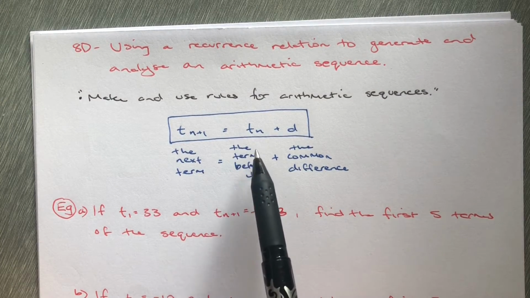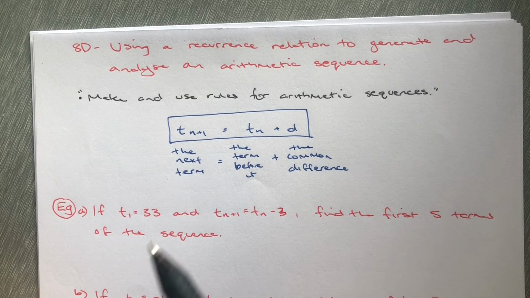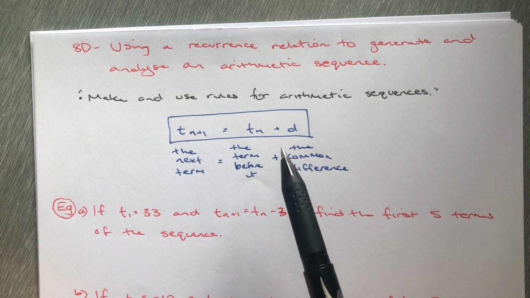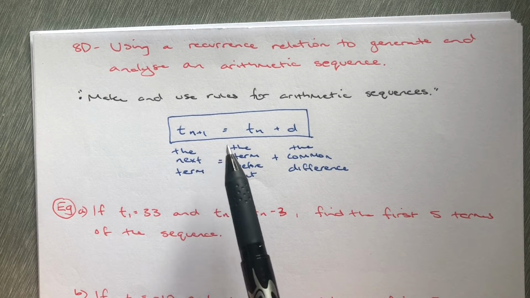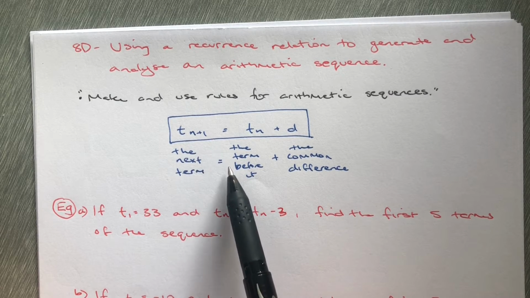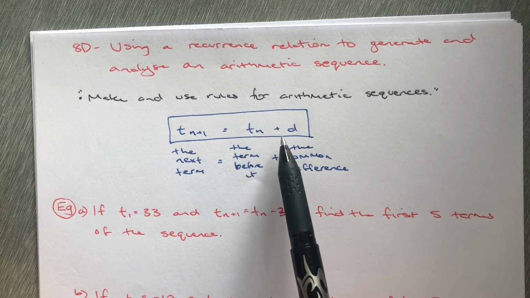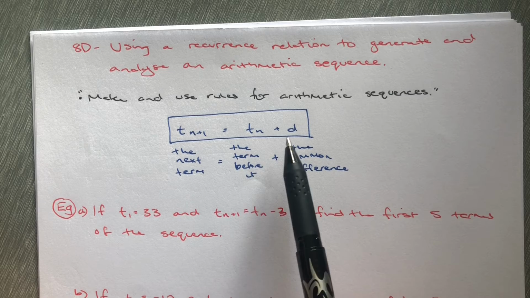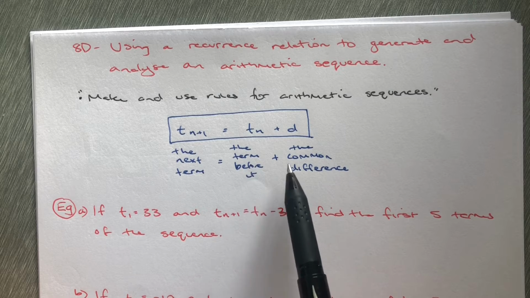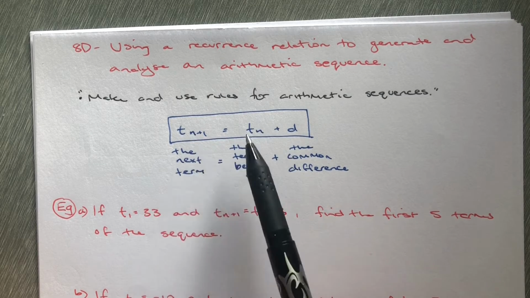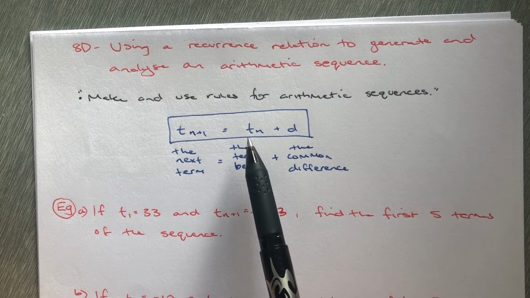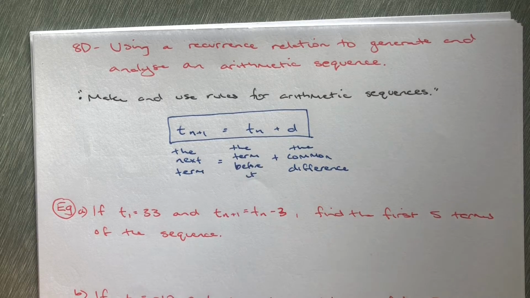Okay, so you're going to be given rules that look like this. I just want to translate it to you a little bit because this might look a little bit confusing. So what this is saying is the next term, so t n plus 1, is equal to the term before it, which is tn, plus the common difference. That's what this whole thing means, and this is a recurrence relation. So we're going to be using things like this to come up with sequences.